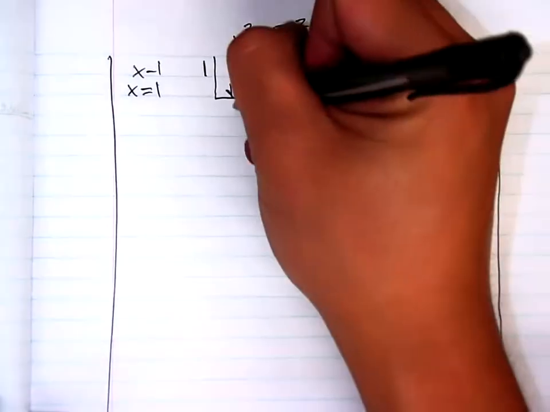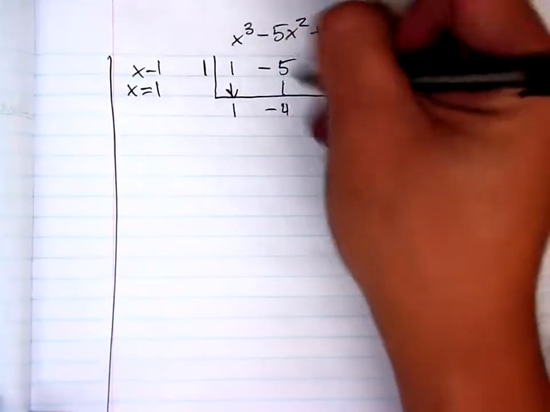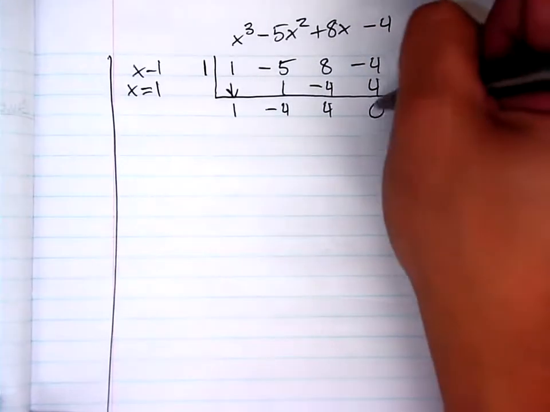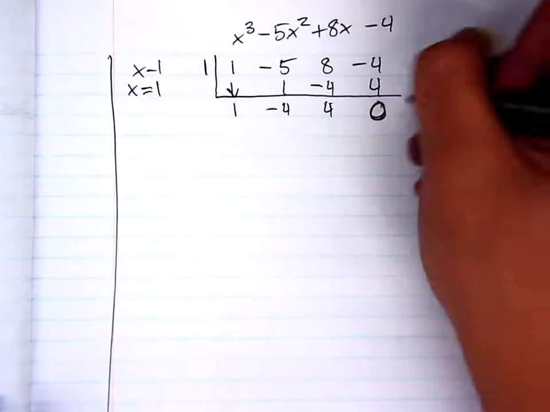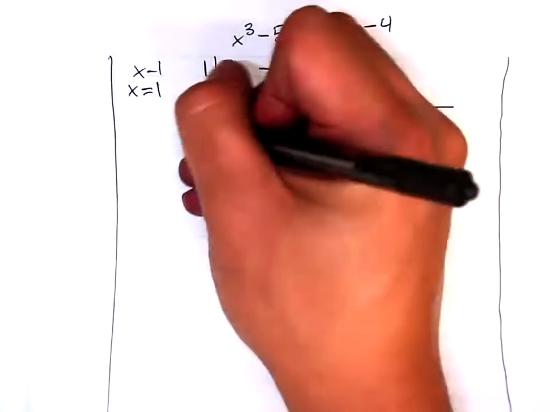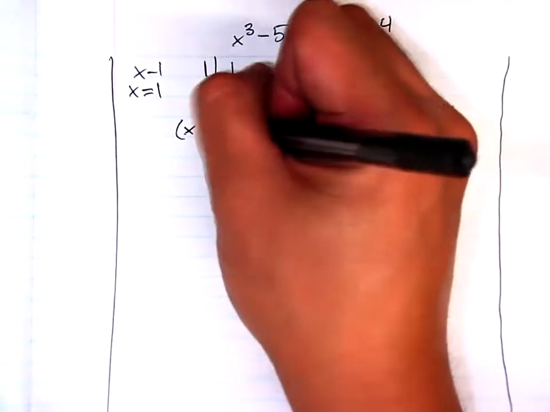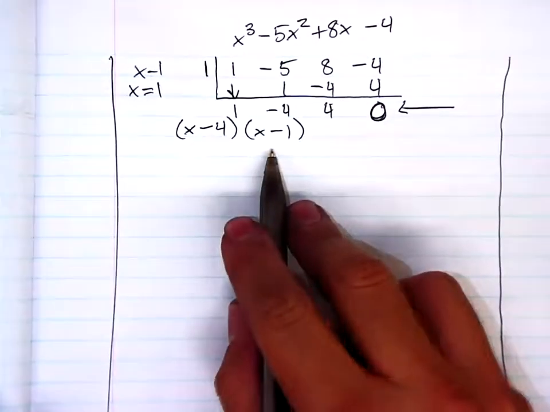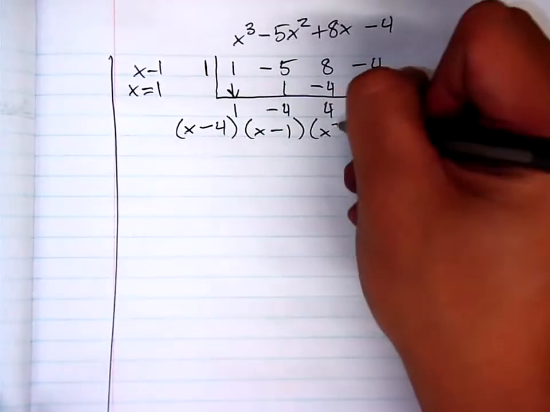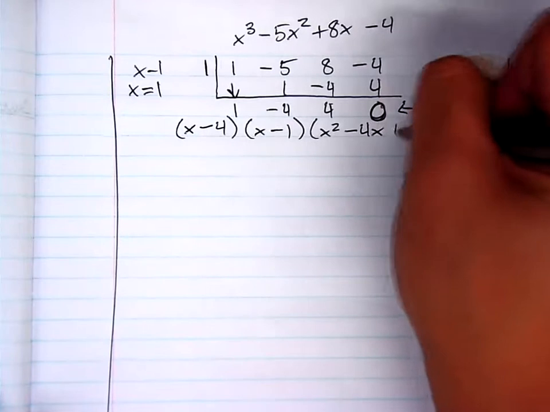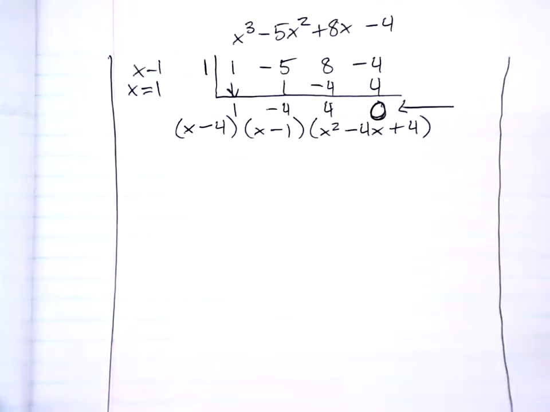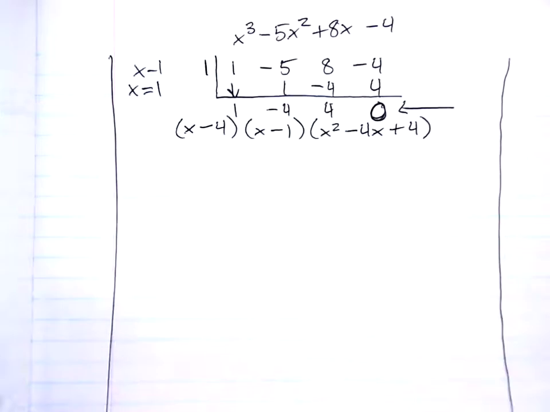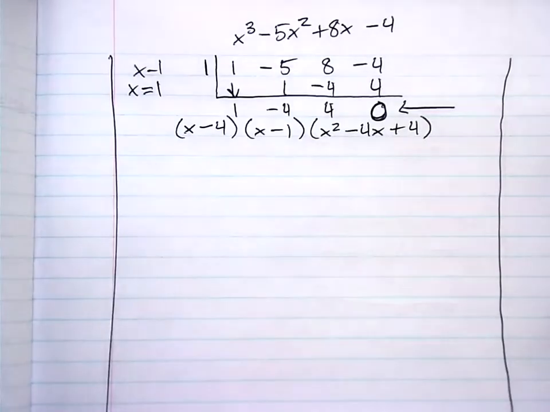Bring this down. I get a 1, 1, negative 4. That's going to be negative 4, 4, and then 4 right there. And look at that, I get another 0. So at this point, what we have is x minus 4, x minus 1, because that is now a confirmed factor. And then we have x squared minus 4x plus 4. And with this, we're going to go ahead and factor x squared minus 4x plus 4 because it's a quadratic that is a lot more approachable.